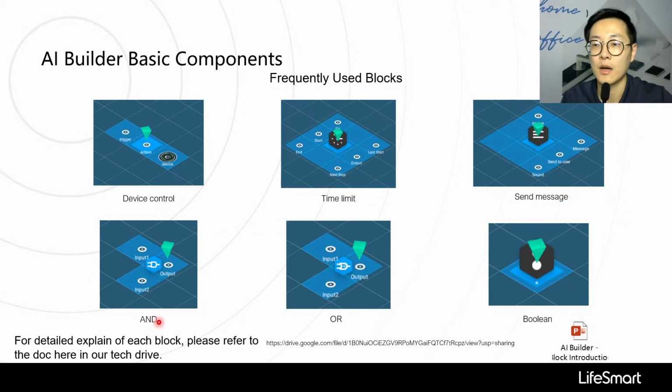And the next is AND. When the 2 conditions are true, it will output 1. So this is a block that processes two conditions. Only if the 2 conditions are true, it will output 1. And the next is the OR block. OR block means when one of the 2 conditions is true, it will output 1. So it is more like a programming concept. And if you are a programmer and if you are into engineering, I think you are very familiar with these concepts. And the last one is called Boolean.